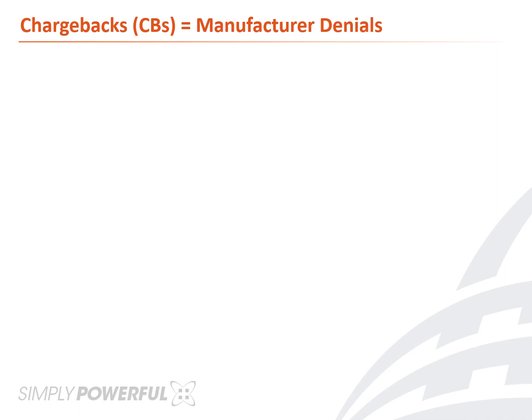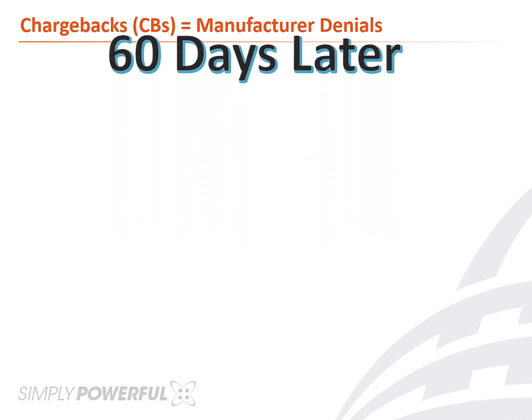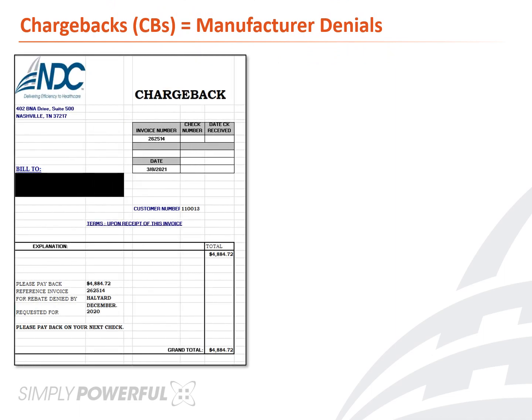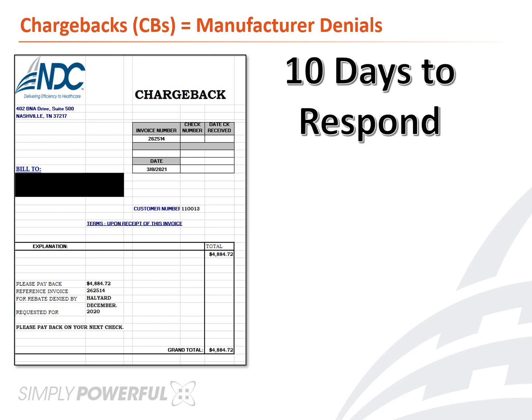Chargebacks are manufacturer denials. These can occur up to 60 days later. NDC will communicate any chargebacks per supplier via email. You have 10 days to review and dispute back to NDC. We recommend that you review all denials. From experience, we have found that some manufacturers do make mistakes.